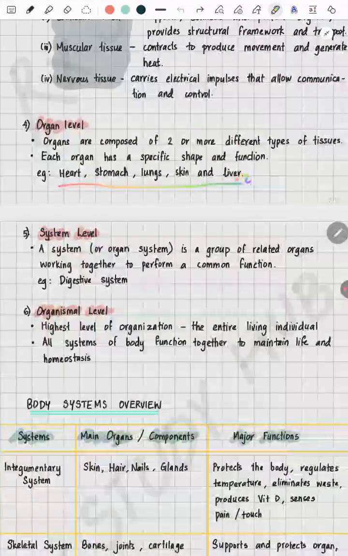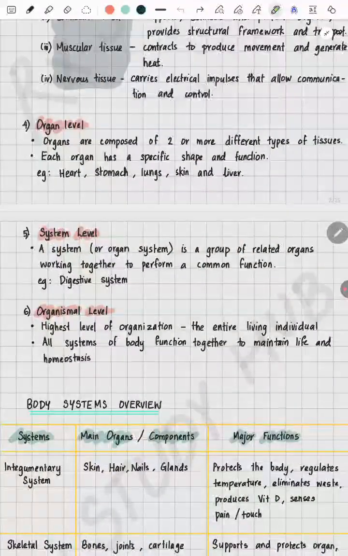When different types of tissues combine, they form organs like the stomach or the heart. These organs then work together as systems. For example, the stomach, intestines, liver, and pancreas form the digestive system. And when all the systems work together in harmony, we get the entire human organism.